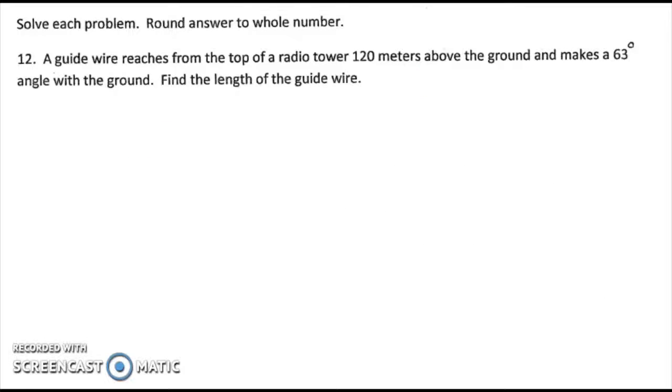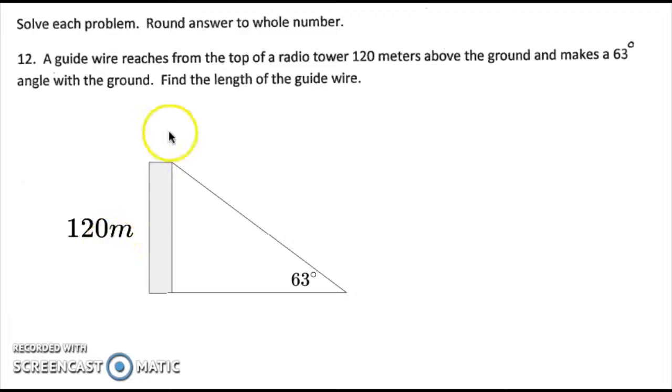Number 12. A guide wire reaches from the top of a radio tower 120 meters above the ground and makes a 60-degree angle with the ground. Find the length of the guide wire. So drawing our radio tower, here's our tower, which the wire goes 120 meters above the ground, so right here, 120 meters tall, and makes a 60-degree angle with the ground. Here's the ground, and it makes a 60-degree angle with it. Find the length of the guide wire.